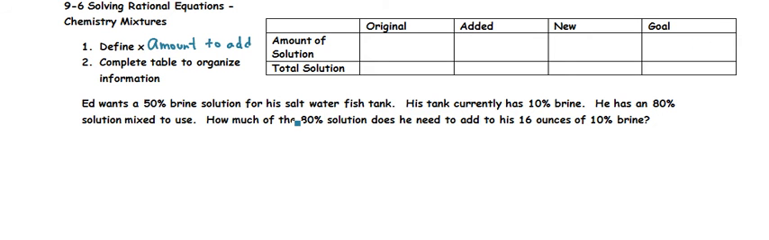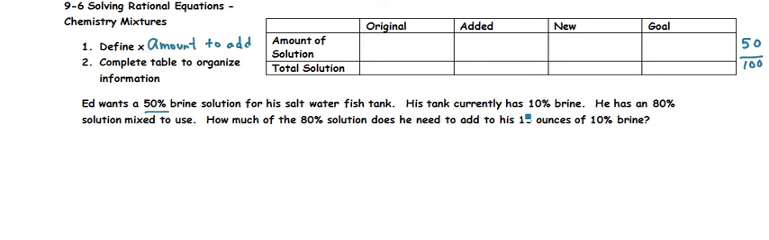These are compared by looking at the amounts of solutions relative to the total solution. First, we notice they told us that he wants a 50% brine solution. So we might put this as our ultimate endpoint. We want 50 out of 100 parts to be the brine.